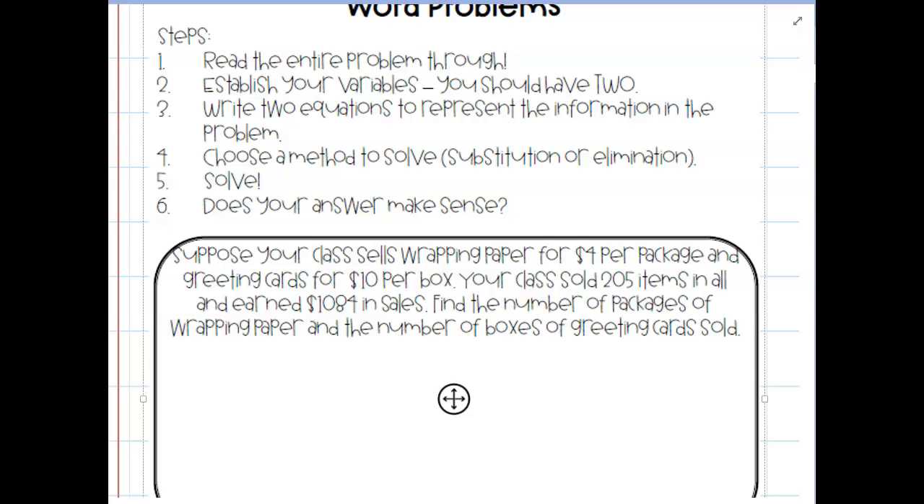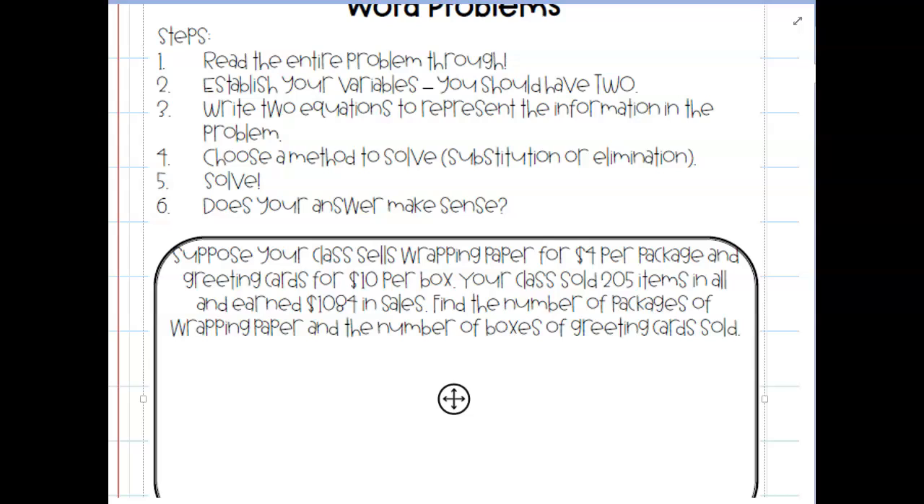Establish your variables. This is so incredibly helpful, and this is something you are going to have to do on your homework to get full credit. What I mean by establish your variables, if you're going to use A for apples and B for bananas, because that's what you're looking for in your problem, I should see A equals apples, B equals bananas. And we'll come back to that a little bit. That way you know that's what I'm looking for.